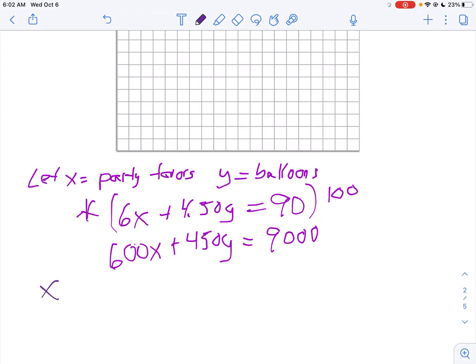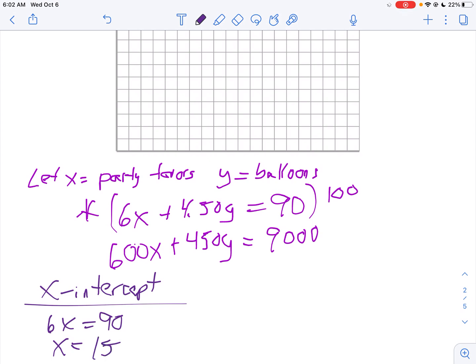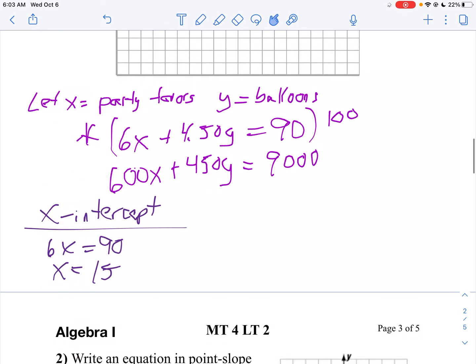To find the x-intercept, remember, we make y 0. So I'm going to have 6x equals 90. If you divide 90 by 6, that goes in there once with 3 left over, so 30. So you get 15. So my x-intercept is 15.